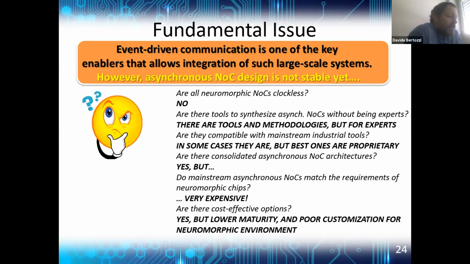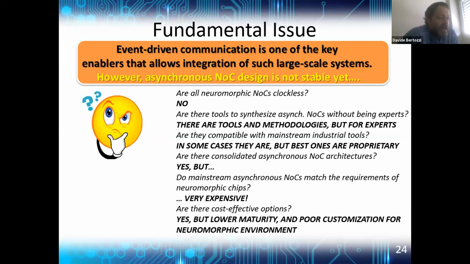So there is a reason why not everybody is using a clockless NoC. And the reason is because it's not very easy to design an asynchronous interconnection network. So if I ask you, do you know how to design a synchronous interconnection network? The answer probably would be no. But then let's ask for tools to automatically instantiate an asynchronous NoC in a system, even without being an expert of this kind of asynchronous design thing.